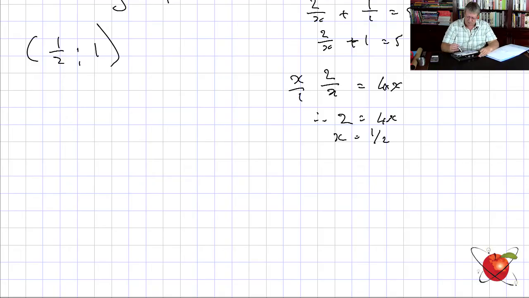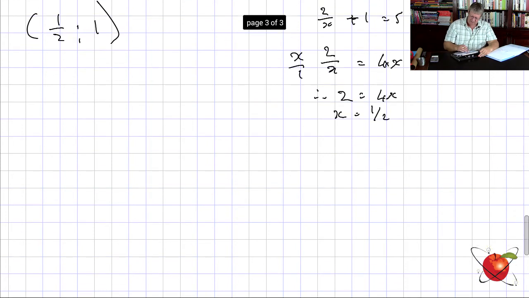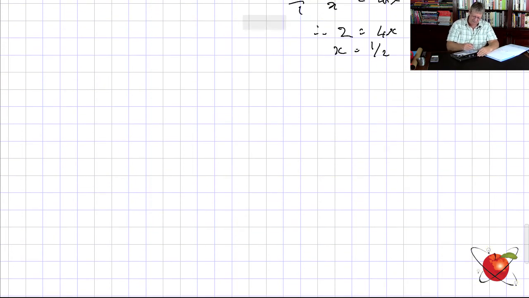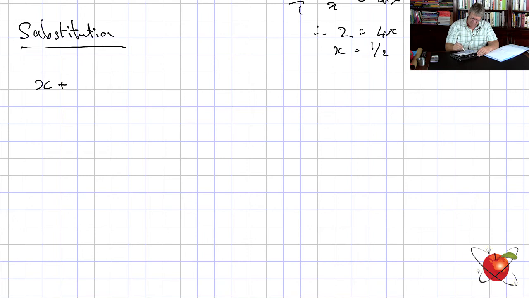The other form of this, I have focused mainly on elimination. The other form of doing these is by substitution. Let us say that we've got an equation x plus, no, let's go back to, let us take the one we had a little while back.